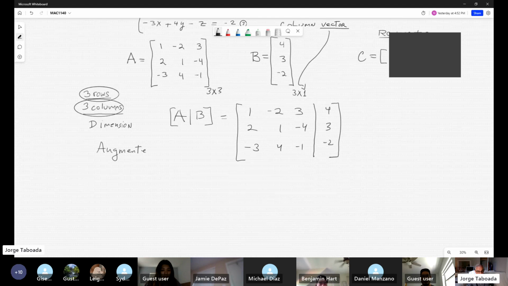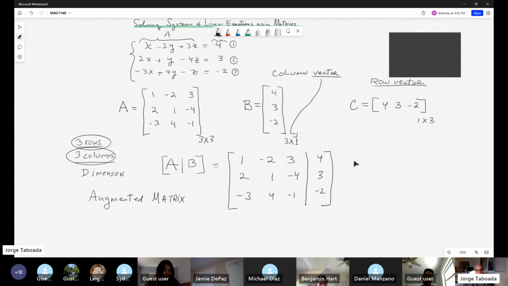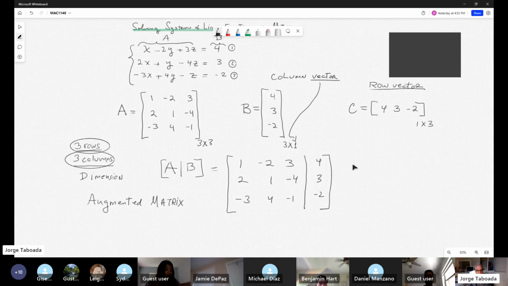Augmenting matrix. One of the reasons it's called augmenting is because you put together A and B, no? And you have in this moment all the numbers that perfectly characterize our system. Keep in mind that the first column is the X column. This is the Y column. This is the Z column.